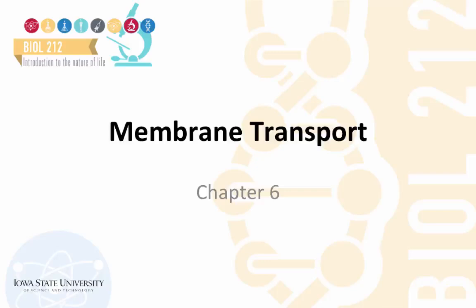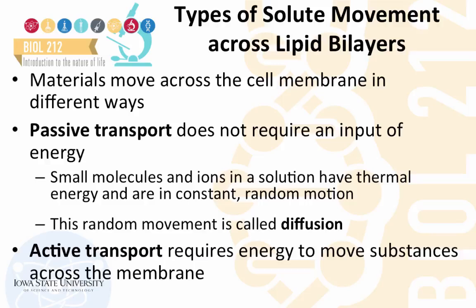In this video, we'll cover certain concepts involved when molecules are trying to move across membranes. Ions and small molecules in a solution have some thermal energy and therefore are in constant random motion within the solution. This random movement is called diffusion. Sometimes these small molecules and ions move across, or diffuse across, membranes, and this movement is called passive transport. This kind of transport does not require any input of energy. On the other hand, another kind of transport called active transport requires energy to move certain substances across the membrane.